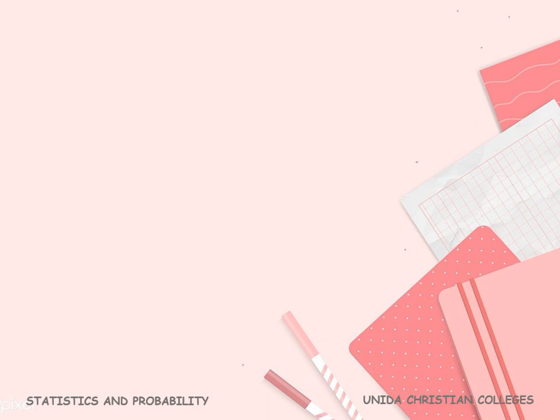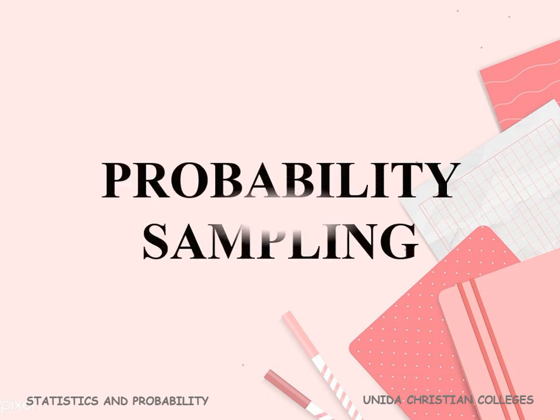Okay? So, again, we have 4 non-probability sampling. We have the first is the convenience sampling. Second is the judgment or purposive sampling. Third is the quota sampling, and fourth is the snowball sampling. Okay, so now let's proceed with our probability sampling.